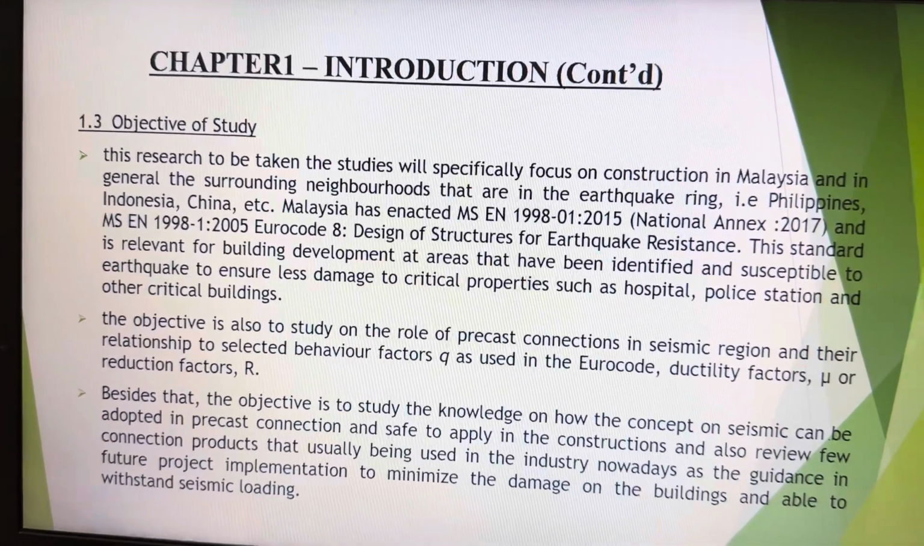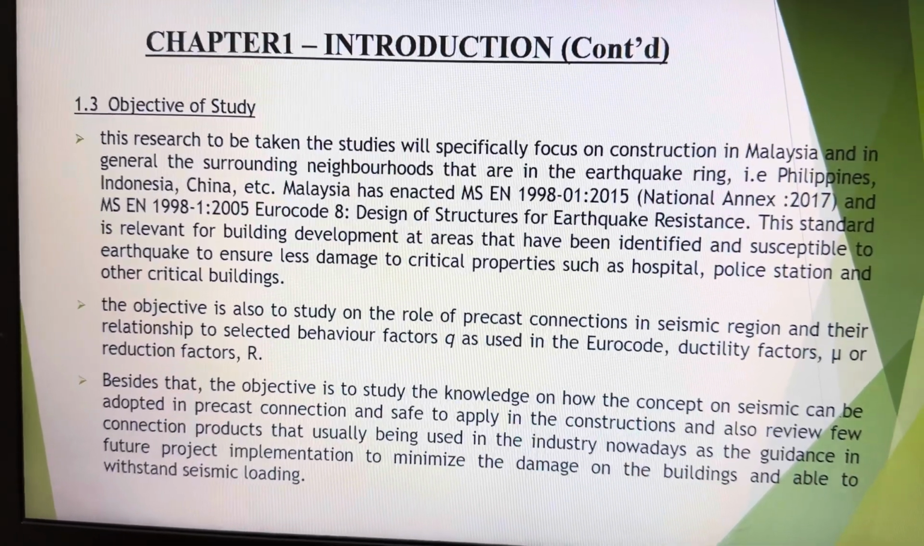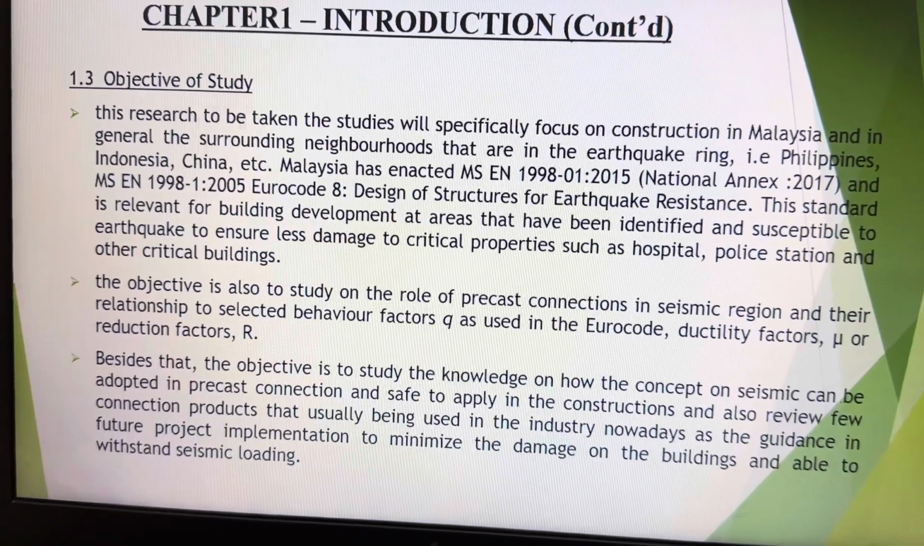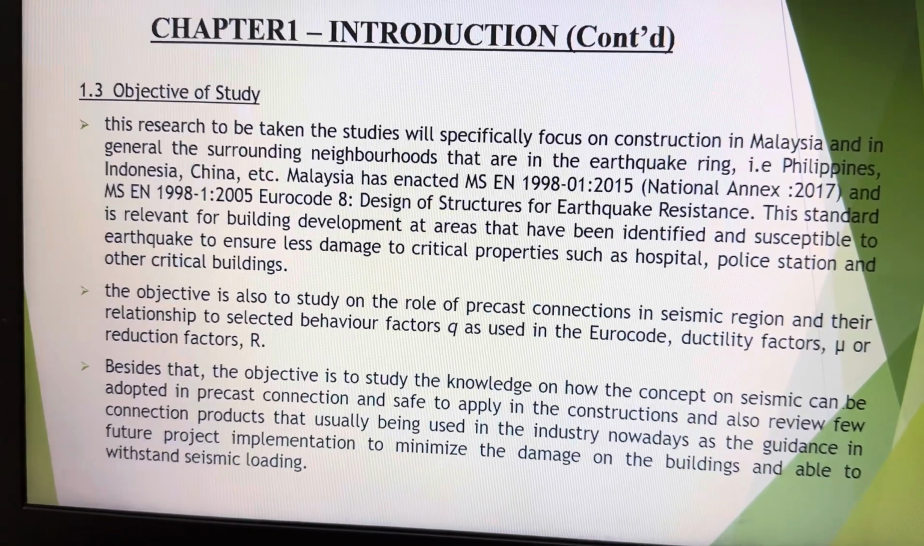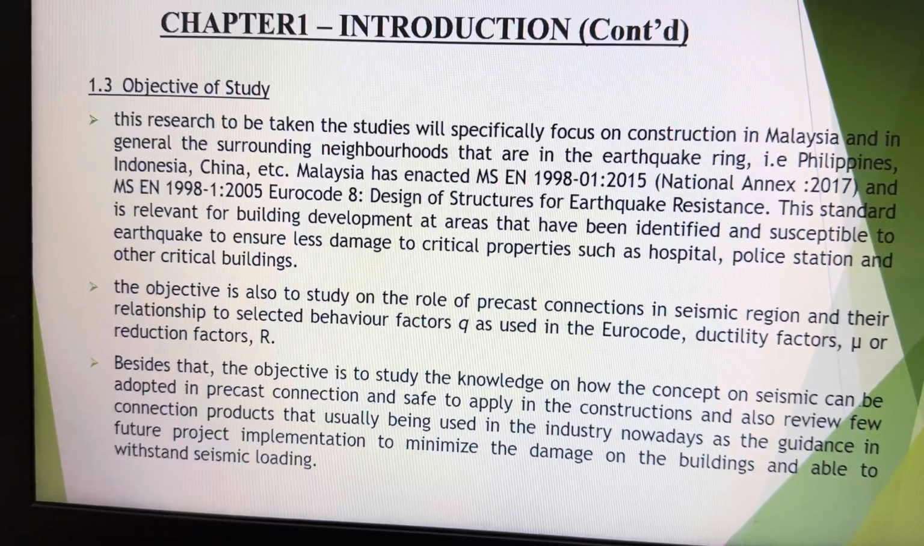Objective of the study for this research. The objective of the study is to be taken. The study will specifically focus on construction in Malaysia and, in general, the surrounding neighborhoods that are in the earthquake ring. Example: Philippines, Indonesia, and China.